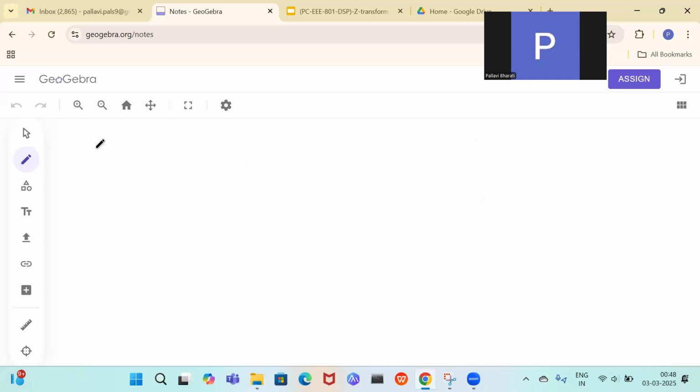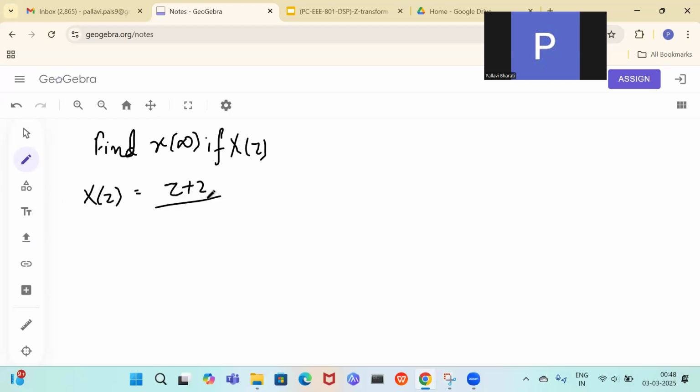So they are asking you to find x of infinity if x of z is given as z plus 2 divided by z minus 0.8 whole square. So first thing is that you have to inspect the ROC. ROC for this is going to be mod z greater than 0.8, right? You divide it by z and then see 0.8 z inverse, that will make it mod z greater than 0.8.